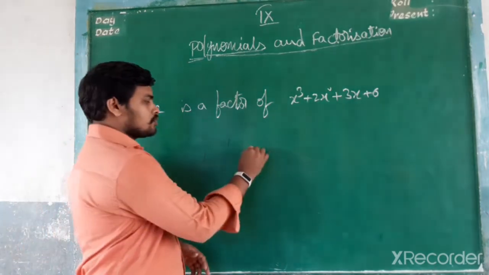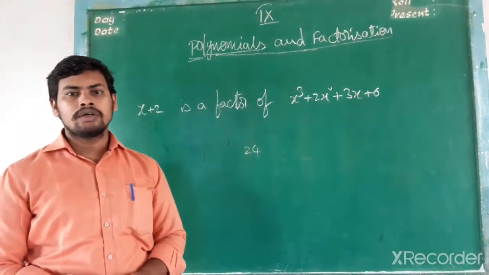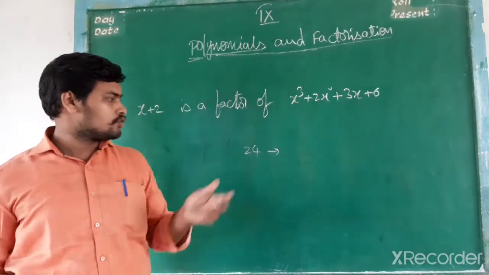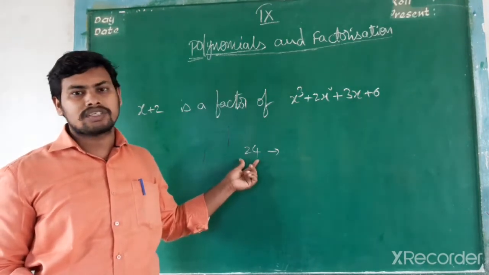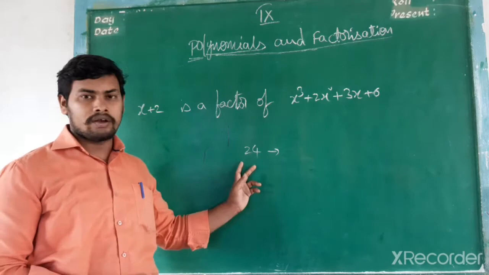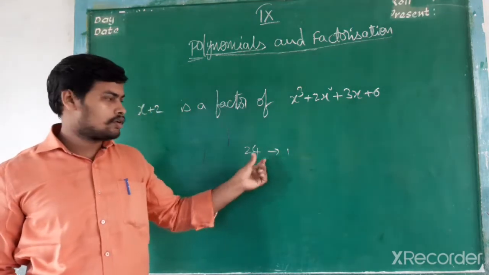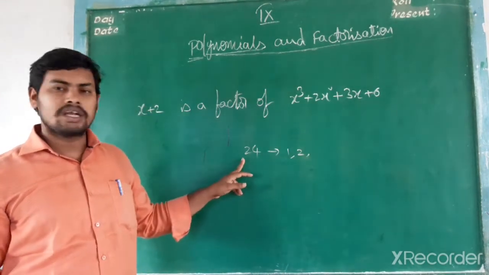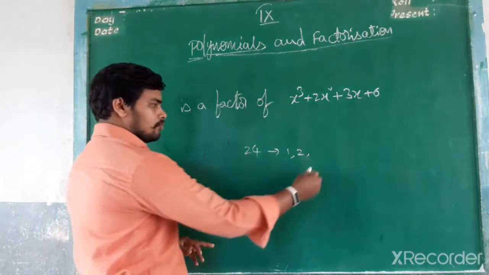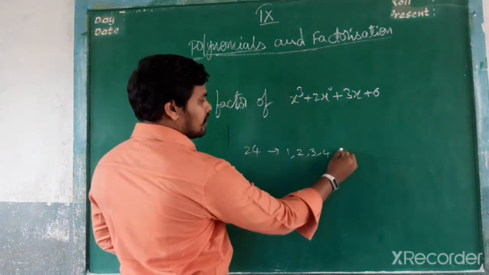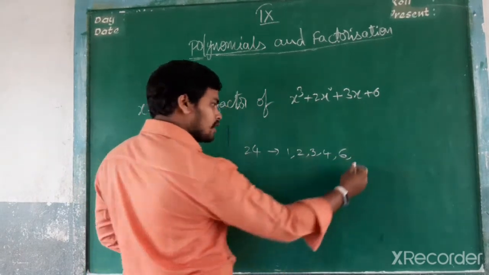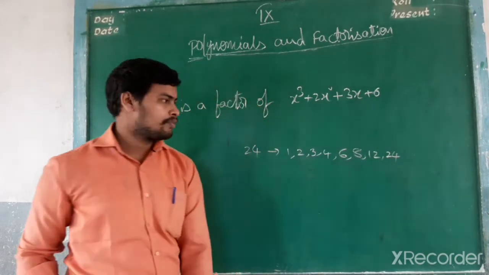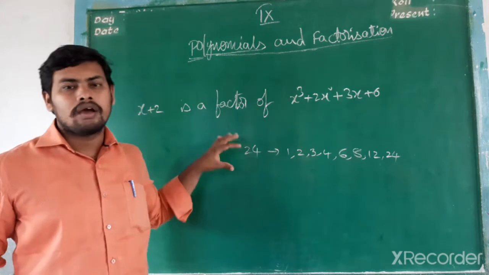Factors, generally, suppose what are the factors of 24? The numbers which divide 24, such numbers are called factors. Suppose 1 divides 24. Similarly 2 divides 24, how many times? 12 times. Similarly 3 also divides 24, how many times? 8 times. 4, 6 times. 6, 4 times. 8, 3 times. Next we move on to 12 and 24. These are the factors of this particular number.